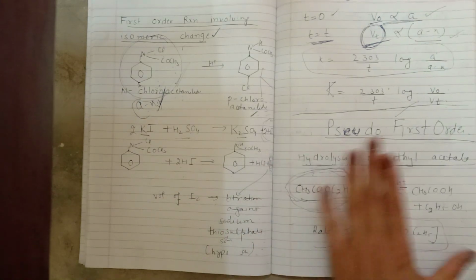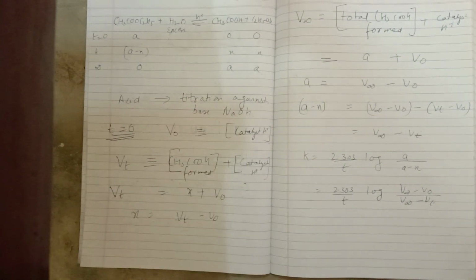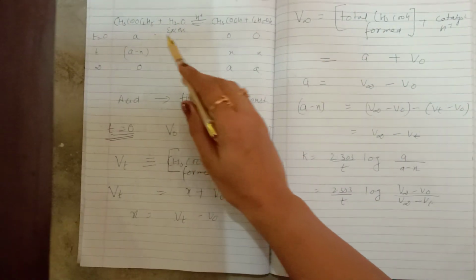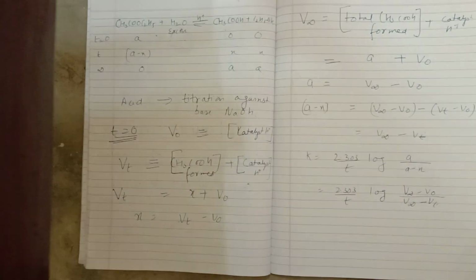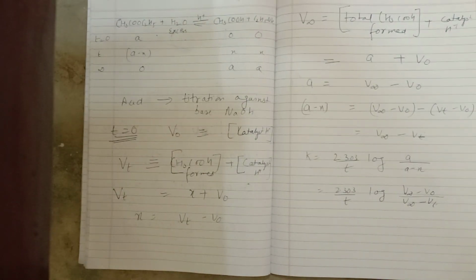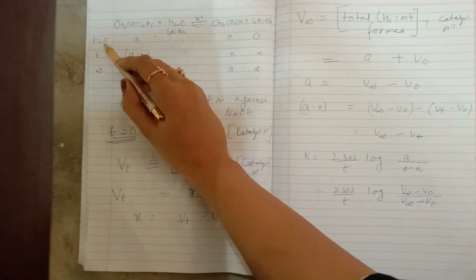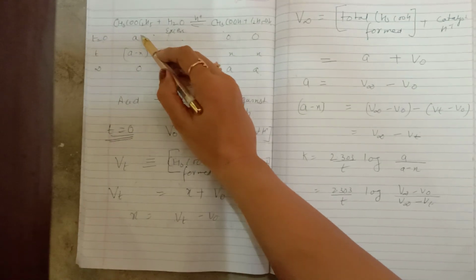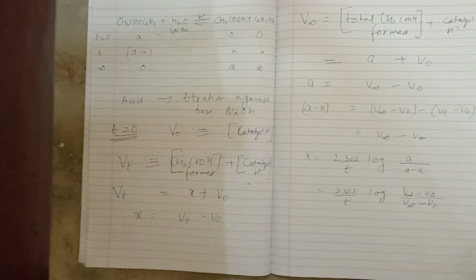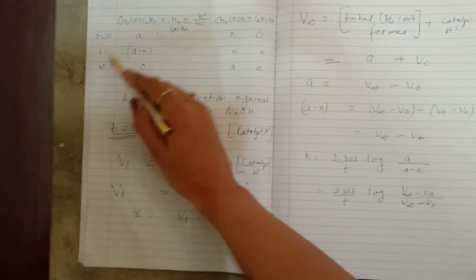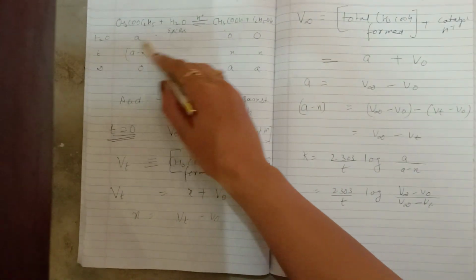Okay. So we'll study this reaction now. This is my ethyl acetate plus water to give acetic acid and ethanol. Now what happens? Initially at time 0, I have taken A amount of ethyl acetate. Okay, no product is formed. When time is t, X amount of ethyl acetate has been hydrolyzed.